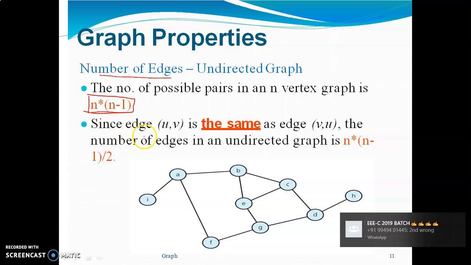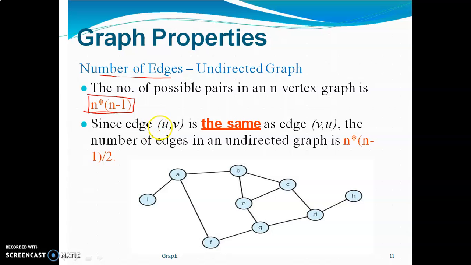Since each edge has two vertices, the edge is drawn between two vertices, U and V. The same edge may also go from V to U. If we have the edge from U to V, at the same time V to U also has the edge. This is the case in undirected graphs. But in directed graphs, if we have a U to V edge, there may or may not be a V to U edge.